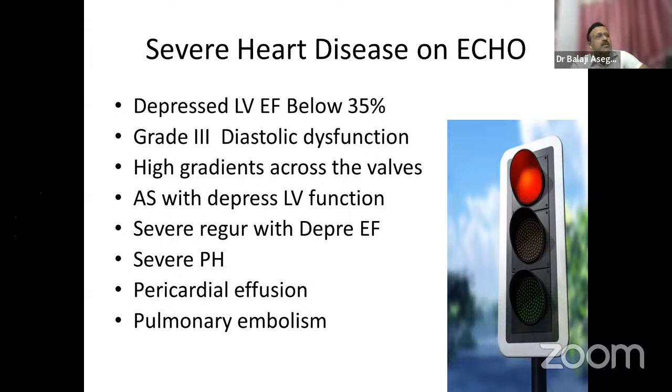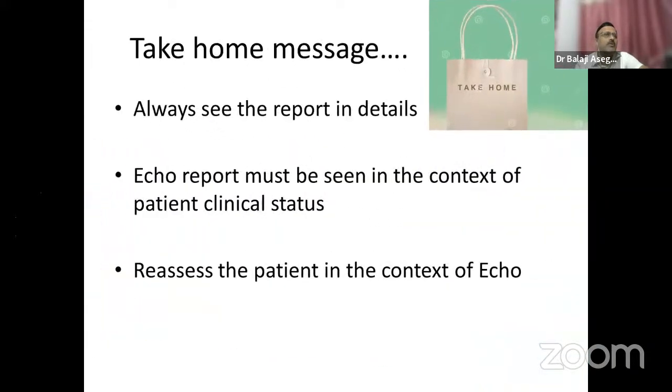Severe regurgitation with depressed left ventricular function. These are the severe heart disease patients. Any presence of severe pulmonary hypertension, always very high-risk patients. Presence of pericardial effusion, pulmonary embolism, all these are severe heart disease as per the echocardiography. So the take-home message is always see the report in detail.